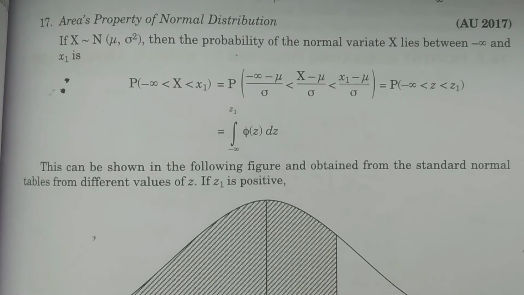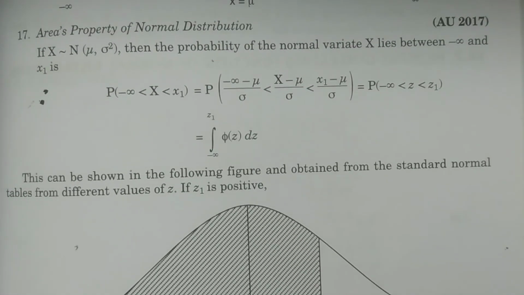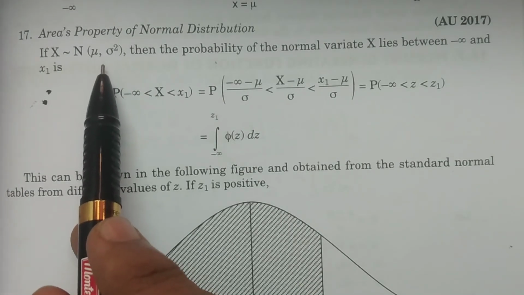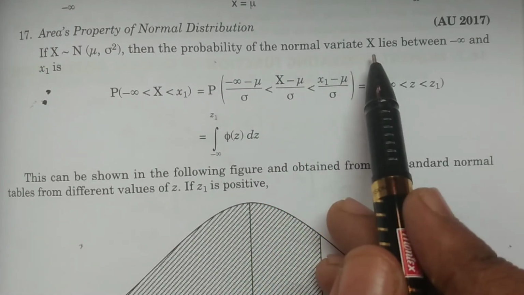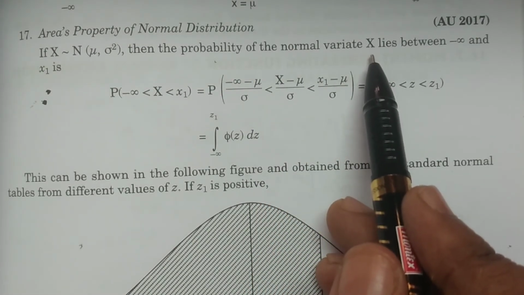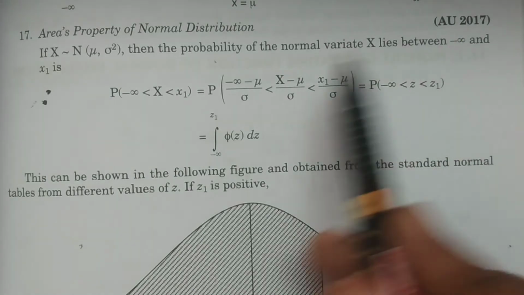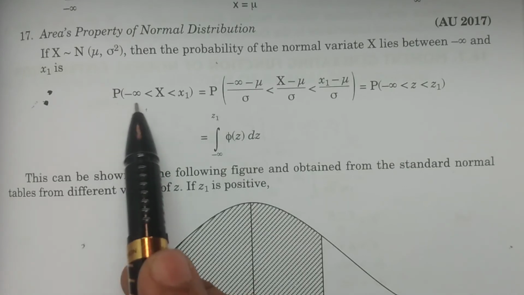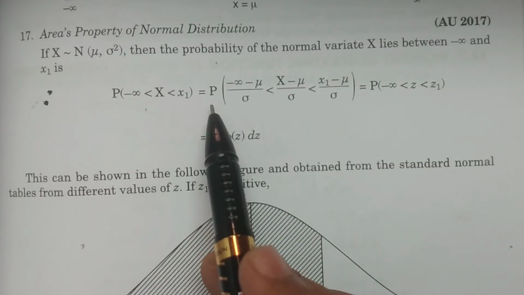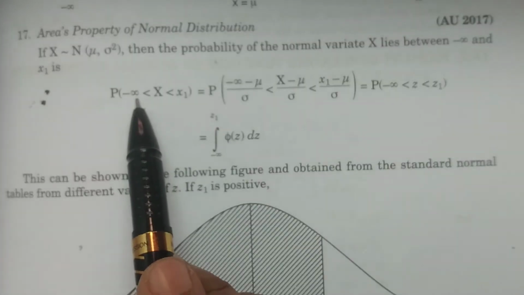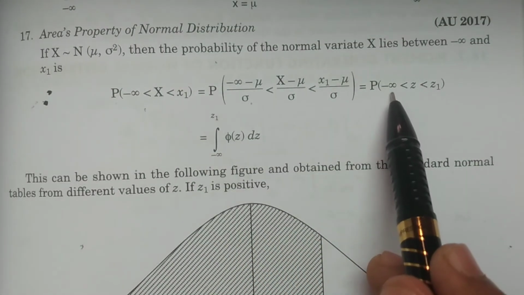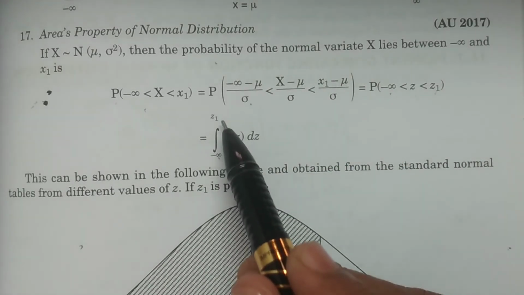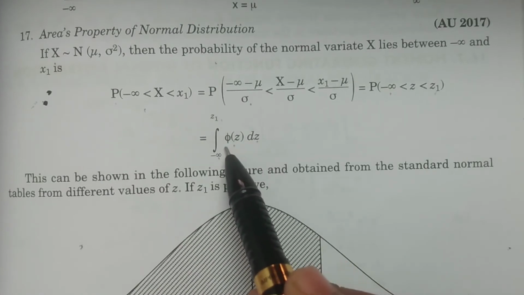Right? The areas property of the normal distribution is, for example, if x follows a normal distribution with mean mu and variance sigma square, then the probability of the normal variable x lying between minus infinity and x1 can be calculated by: probability of x less than x1 is equal to, you subtract mu and divide by sigma, and you will get the probability of z less than z1, which is nothing but the integral from minus infinity to z1 of phi of z dz. I am considering phi of z.